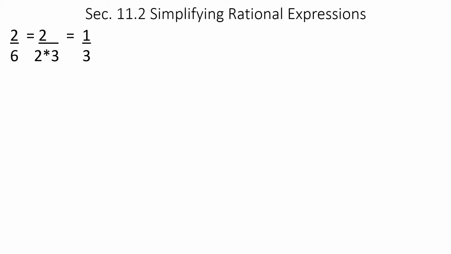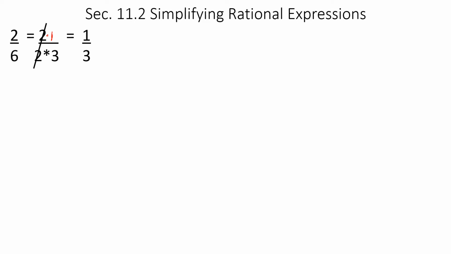All right, this is section 11.2, simplifying rational expressions. So first of all, let's just look at a simple fraction. We have 2/6, and you all know that when you want to reduce that 2/6, you find the common factor in the numerator and the denominator. In this case, it's 2, because 2 times 3 is 6, and then 2 by itself, or you could think of it as 2 times 1, right? And then from there, you cancel out your common factors, and you're left with 1/3.